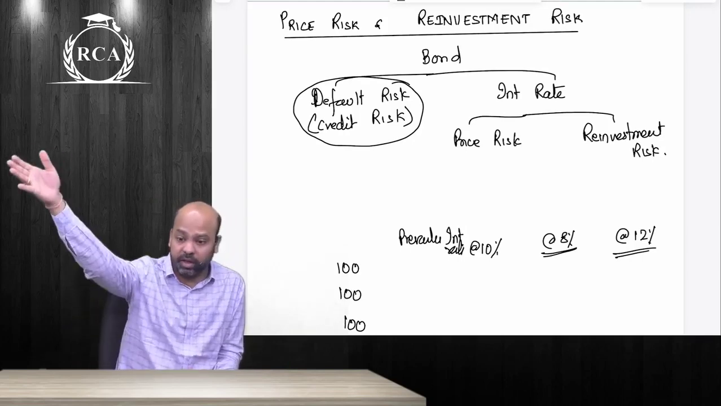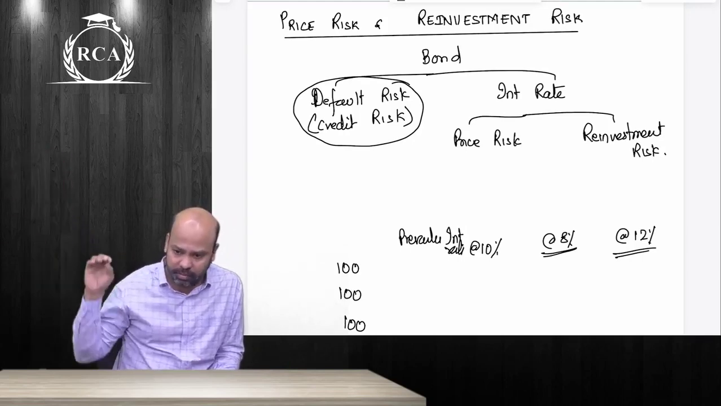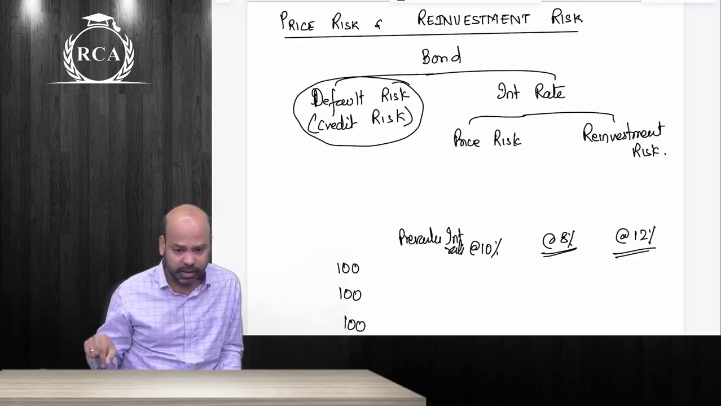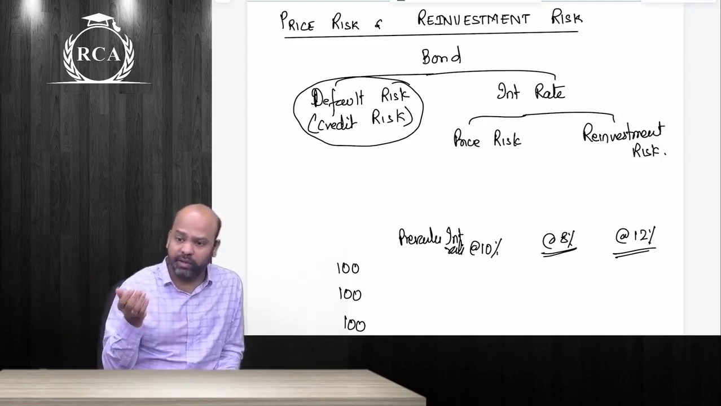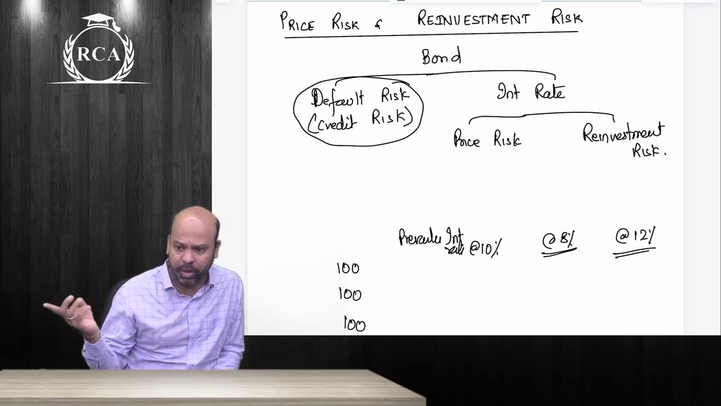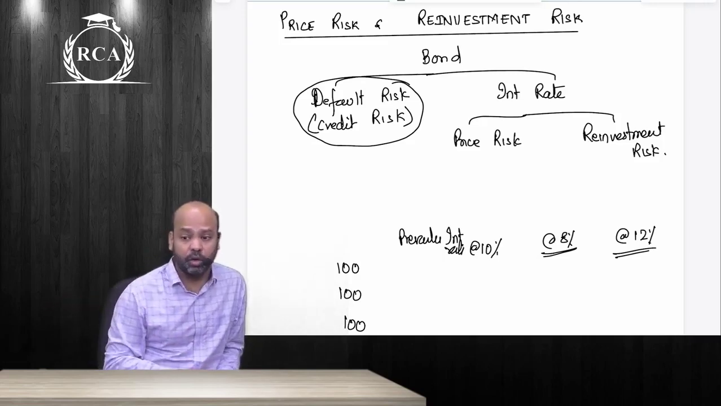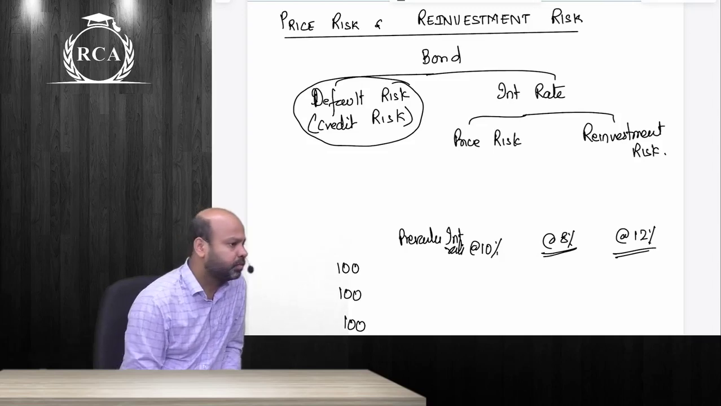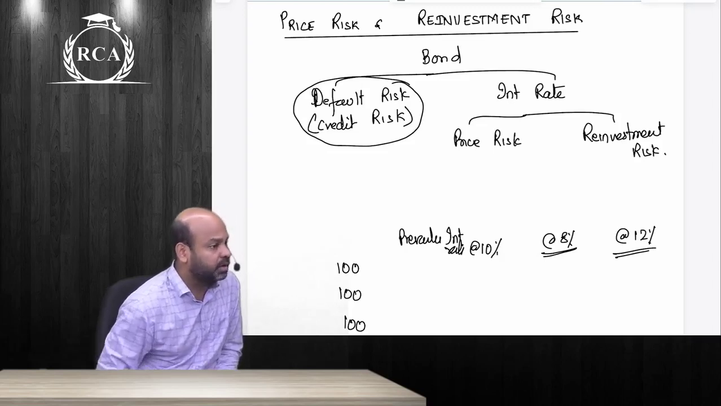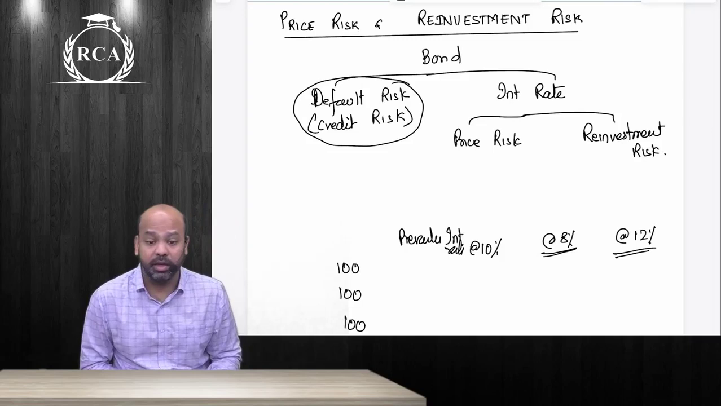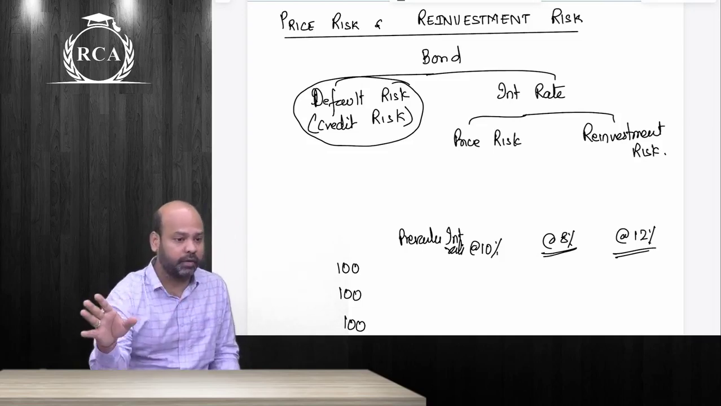Imagine that I invested in a 10-year bond with a YTM of 12%, but right now the prevailing interest rates are 8%. Whatever coupon amounts that I will realize from the company, will I be able to reinvest at 12% or will I be able to reinvest only at 8%? Will this affect my return? The answer is yes. This is called reinvestment risk. You do not want reinvestment risk.